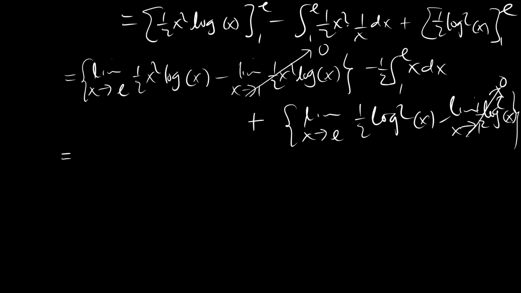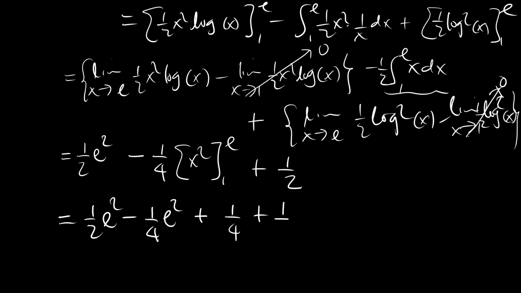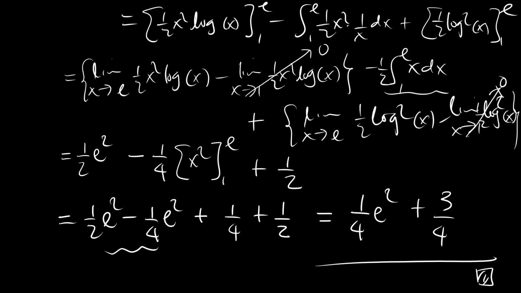And then here we have half e squared, since log of e is just going to be 1, minus this part here, which now becomes a quarter x squared from 1 to e, plus a half, because log of e is 1, squared is just going to be 1. So this becomes a half e squared minus a quarter e squared plus a quarter plus a half, which now, based on this, we get a quarter e squared plus 3/4. And that is the answer that was being sought out.